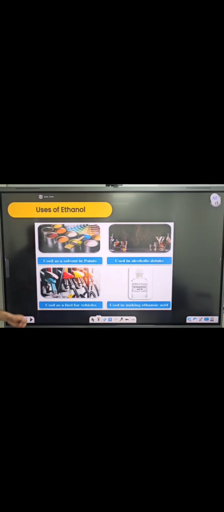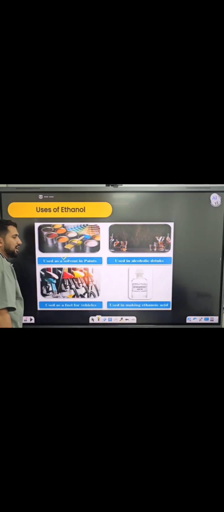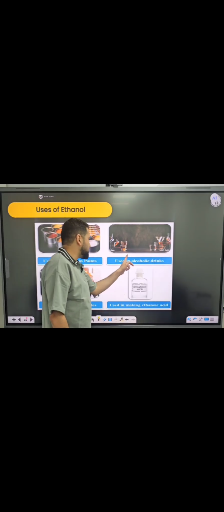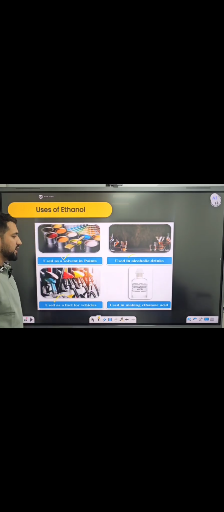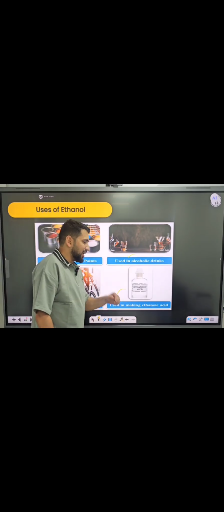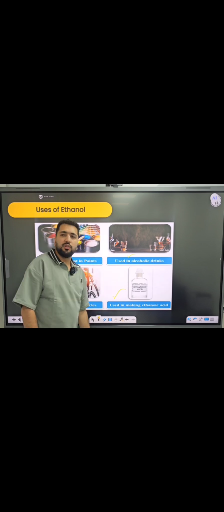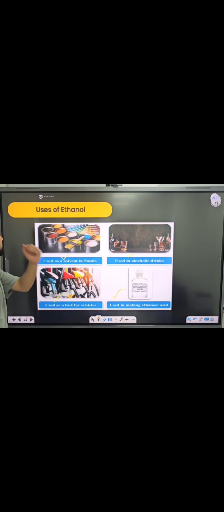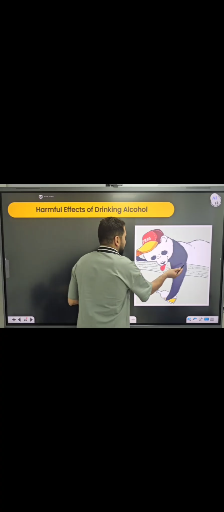Now, uses of ethanol. Ethanol can be used as a solvent in paints. At the same time, it's used in alcoholic drinks. It's used as a fuel for vehicles, and it's used in making ethanoic acid. That I showed you a few minutes back, how you can convert it into ethanoic acid.